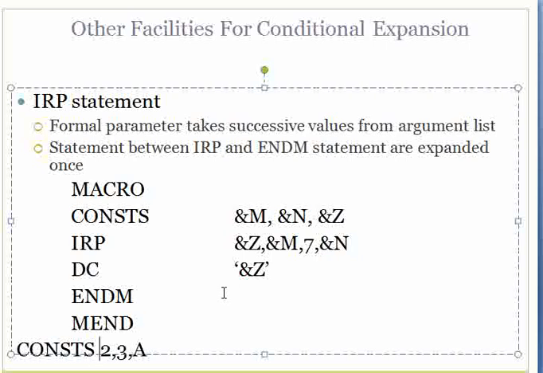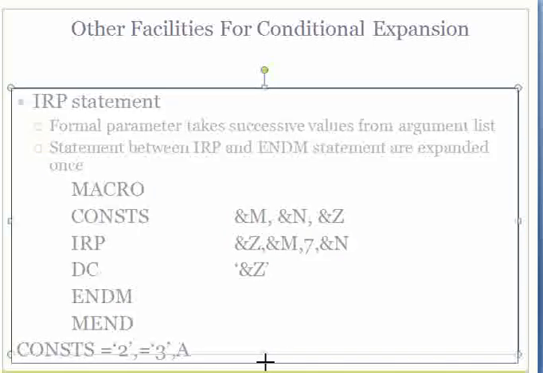So that is what I told you. If m is 2, it is literal 2. Basically, it has to be written like this. So if m is 2, and then n is 3, and z is a, let's just take it like this.